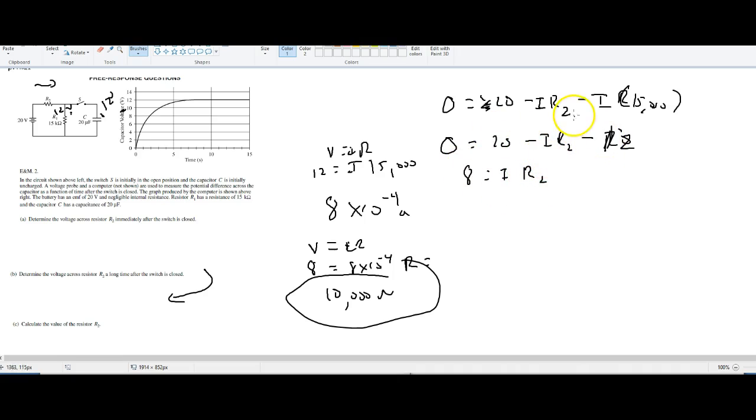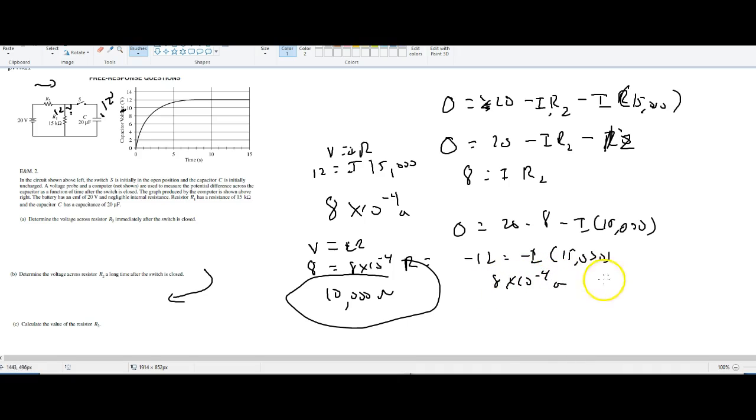Once I have that, I can replace that in here, and it goes 0 equals 20 minus 8, minus I times 15,000. Once I do that, I get negative 12 equals negative I times 15,000. That gives me my 8 times 10 to the negative 4th amps. Once I have that, then I can go ahead and proceed down this road.